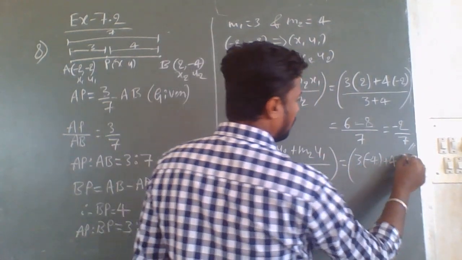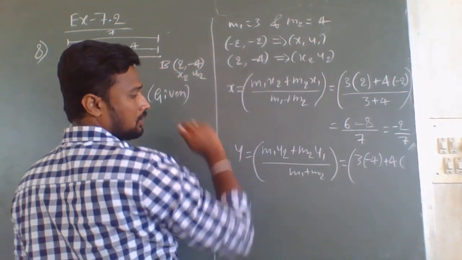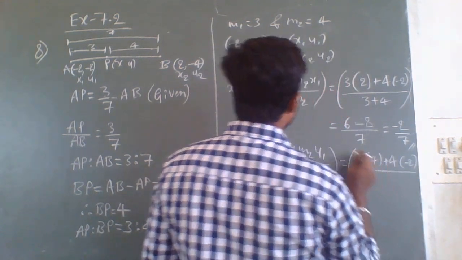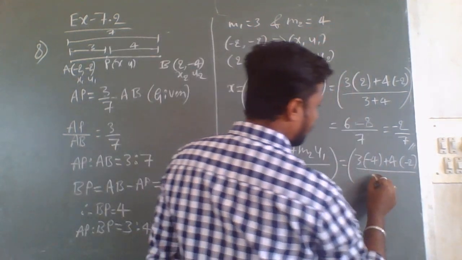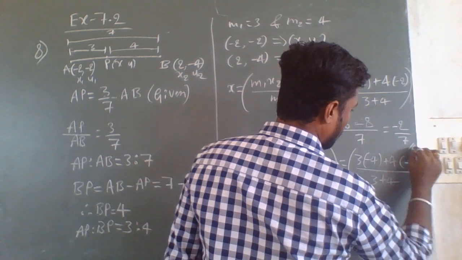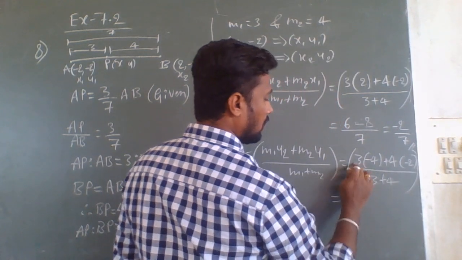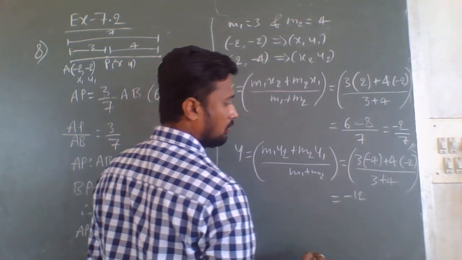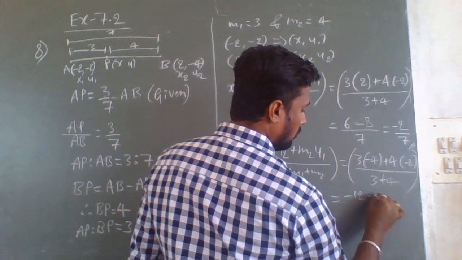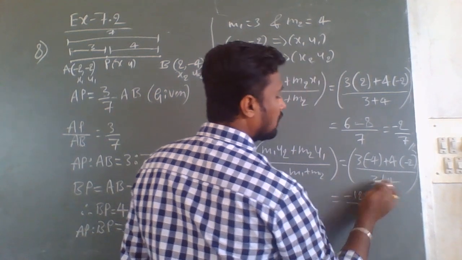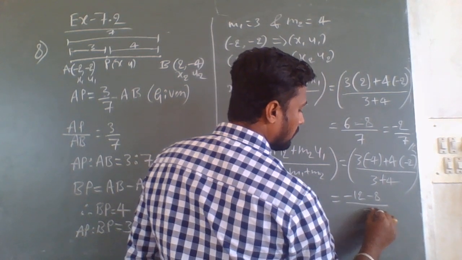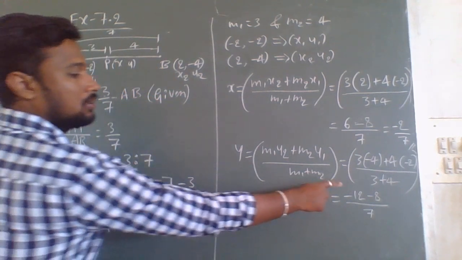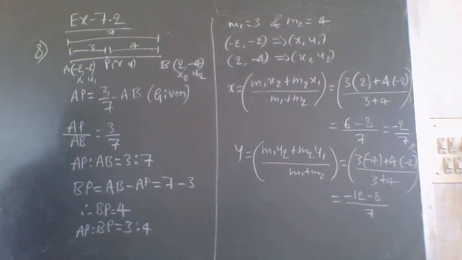Next y1 value is minus 2 divided by m1 plus m2, which means 3 plus 4. So now 3 into minus 4 is minus 12, 4 into 2 is 8, divided by 3 plus 4. What will we get? 7.